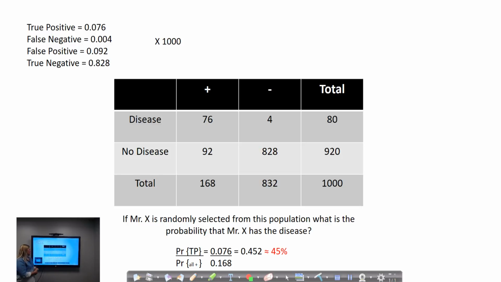If we have a question such as, if Mr. X is randomly selected from the population, what is the probability that Mr. X has the disease? You take your probability of your true positives over your probability of all the positives to get your percentage of about 45%.